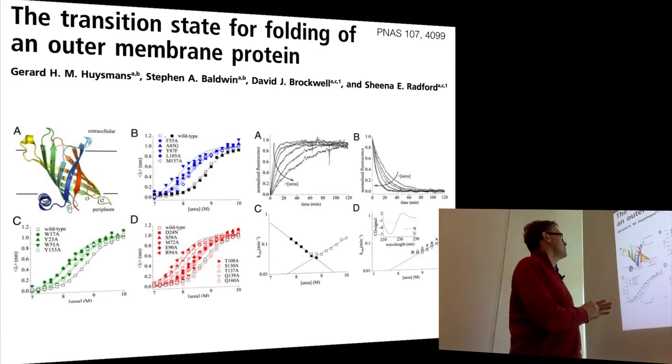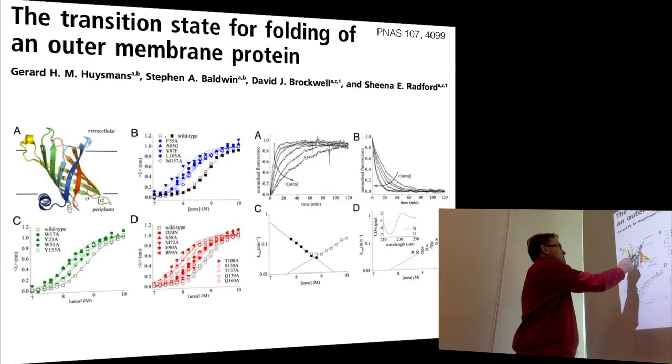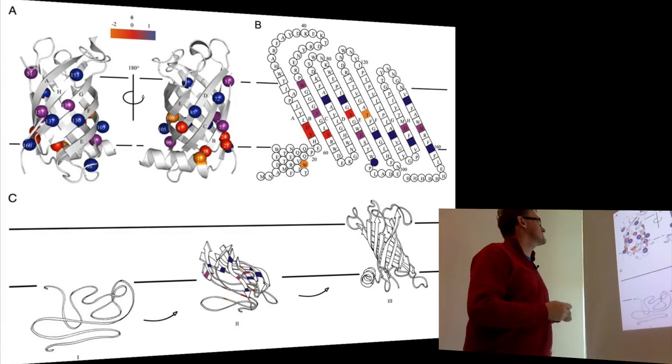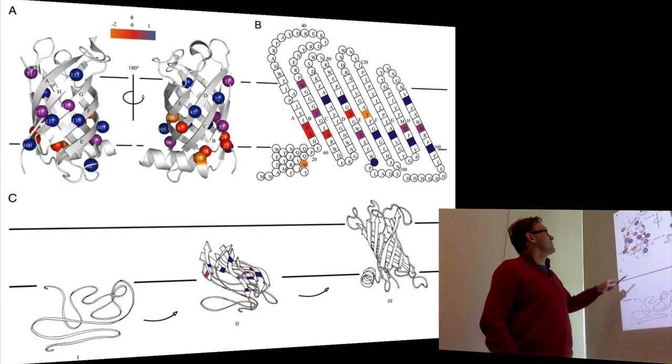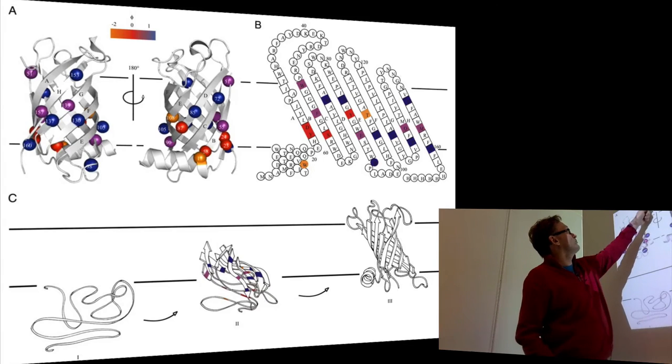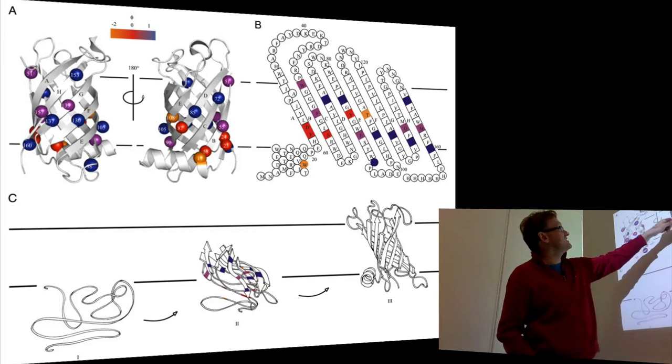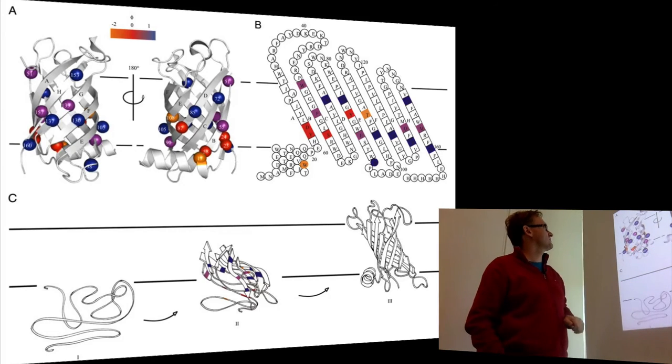But in this case, you know roughly what the structure should be. So each and every one of these mutants, we can also map on the protein. And then we can start to define what the folding nucleus is. So here you can color things by the phi value. Yellow here means that they stabilize the transition state. And red would actually mean that they destabilize the transition state. I'm not going to go into detail what that means right now.